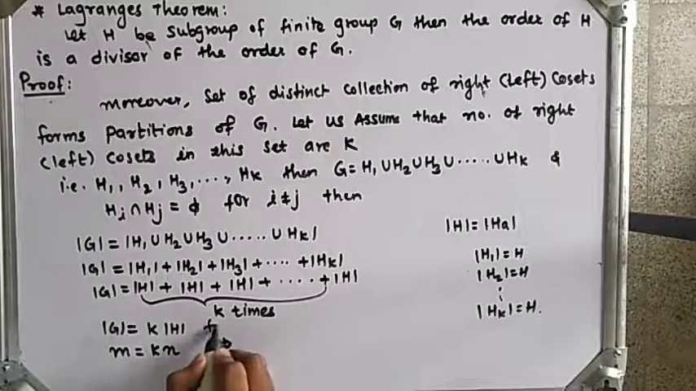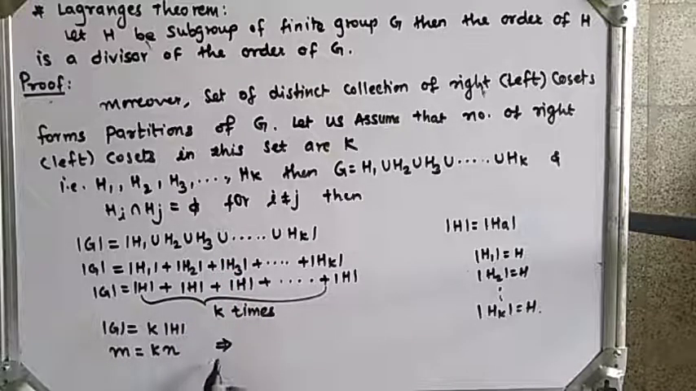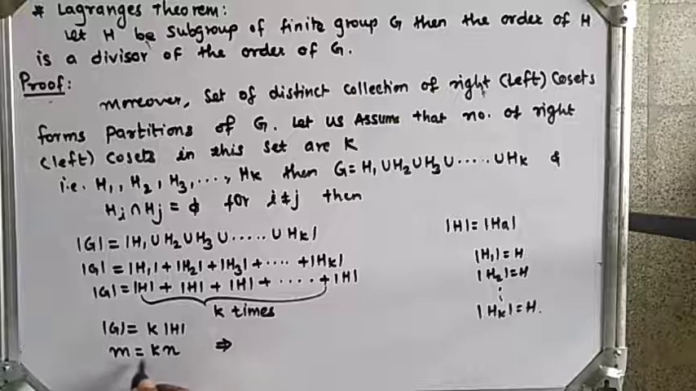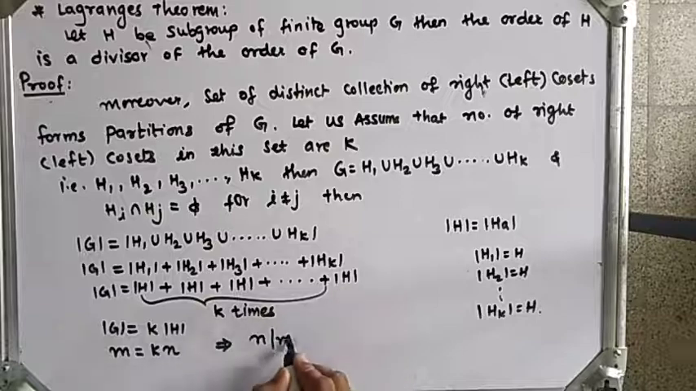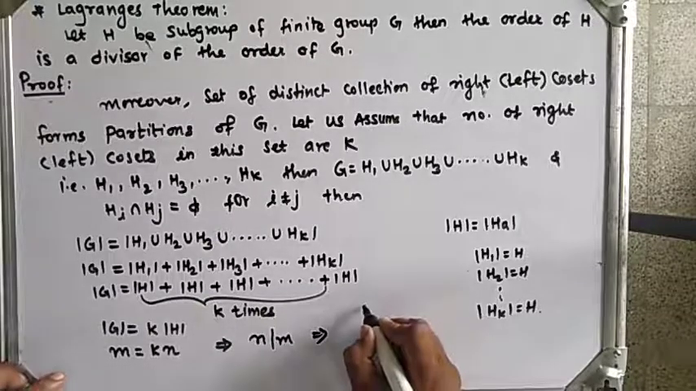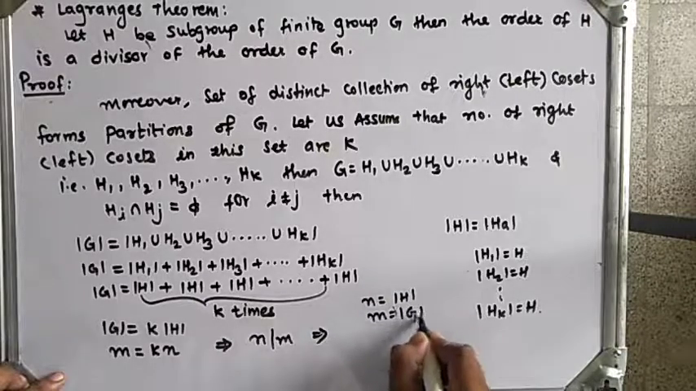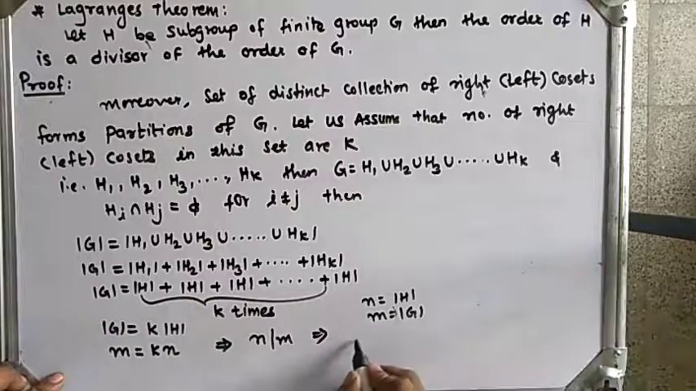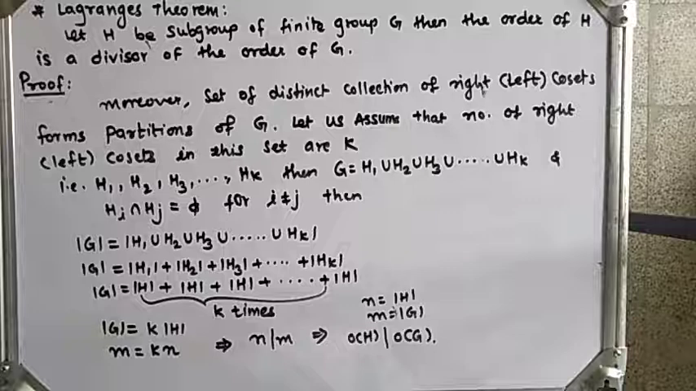Here k belongs to the set of natural numbers, right? Then by using the definition of divisibility, what will we get? Here m is equal to k into n, then we say that n divides m. So what is n? n is order of H and m is order of G, right? So we get order of H divides order of G. Means G is a finite group, and H is a subgroup of G. Then order of the subgroup divides order of the group.